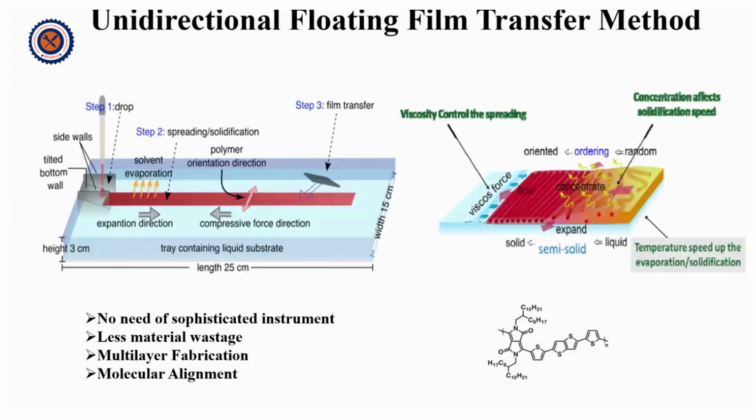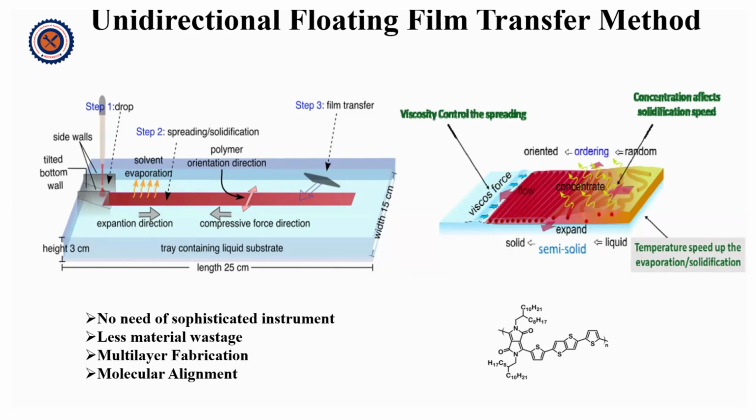Now, what is the floating film transfer method? Basically, we take a liquid substrate, and in this case, as you can see in the picture, we have taken ethylene glycol. We can take water, glycerol, etc. And we take a polymer solution, in this case in chloroform. As you know, chloroform and ethylene glycol, water, glycerol, etc., don't mix together; they are immiscible. So what will happen?